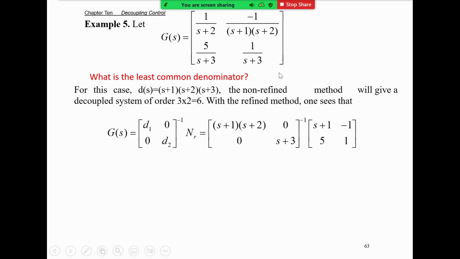Then the second one, the least common denominator is just s plus 3, right? I put s plus 3 here. Then the numerators, I just keep them, 5 and 1. Okay?